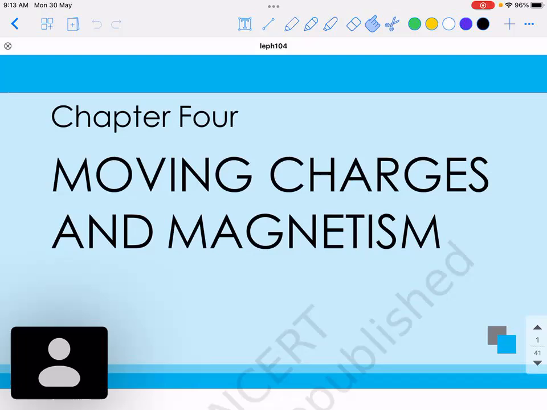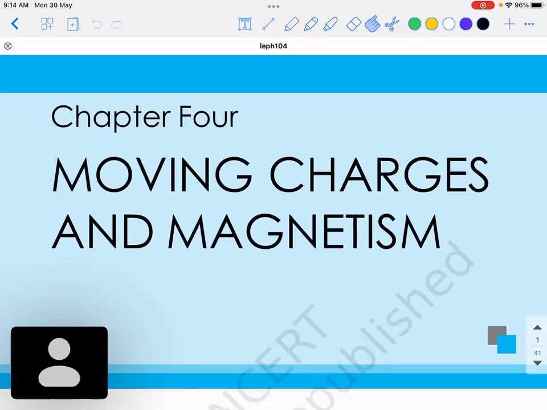Now the fourth chapter also has something to do with charge. It is moving charges and magnetism. What do we mean by that? Current and magnetism are related. If you recollect, this is a chapter from your 10th standard where you learned under the name magnetic effects of electric current. So it's the same thing.